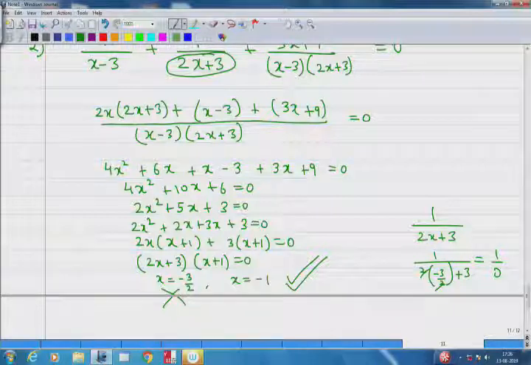Getting it, Itanagar? Why will minus 3 by 2 be excluded? Because that will make the denominator 0 and that is not valid.